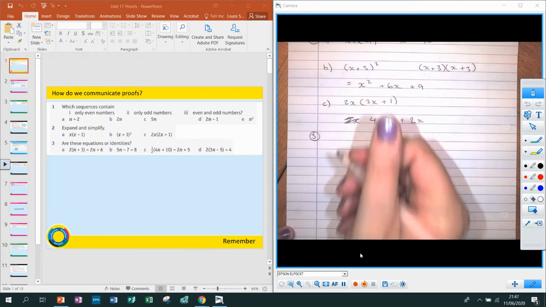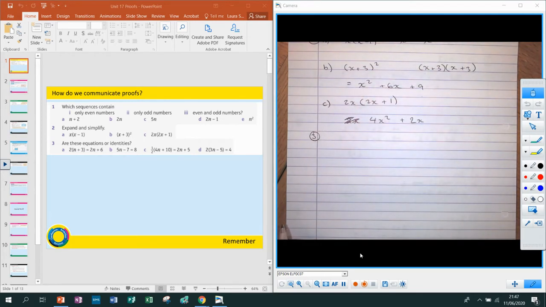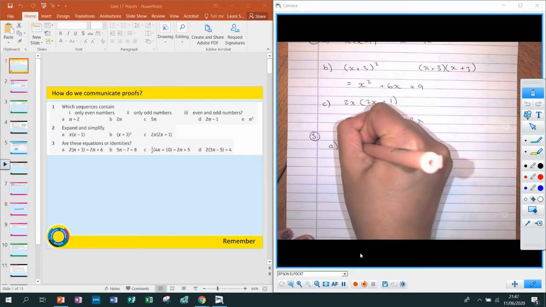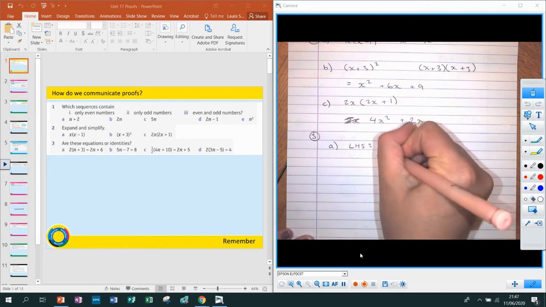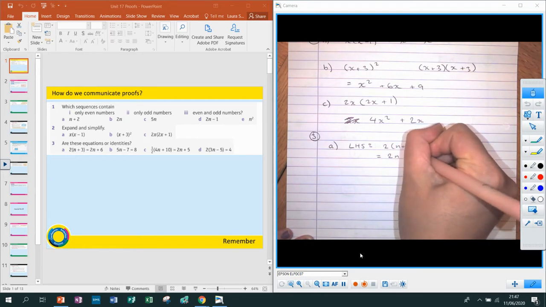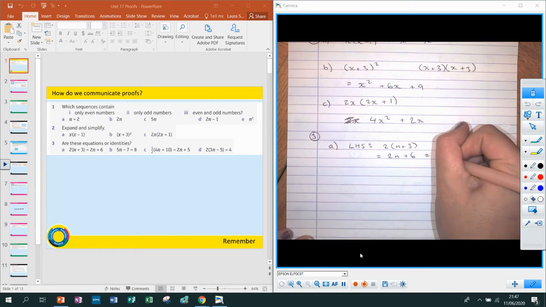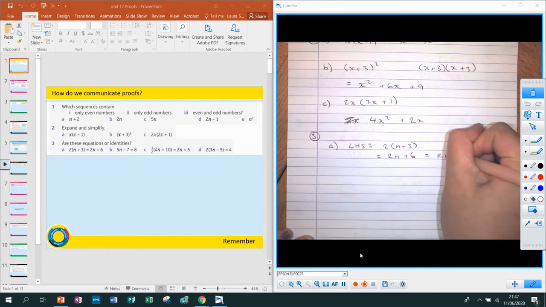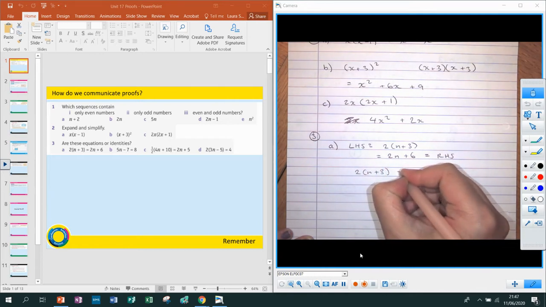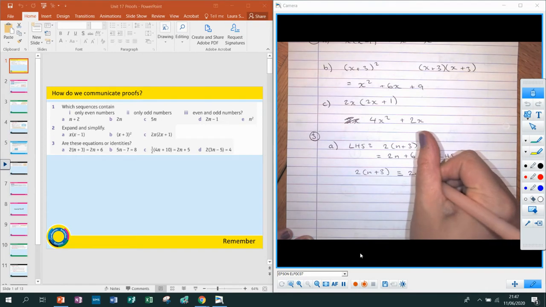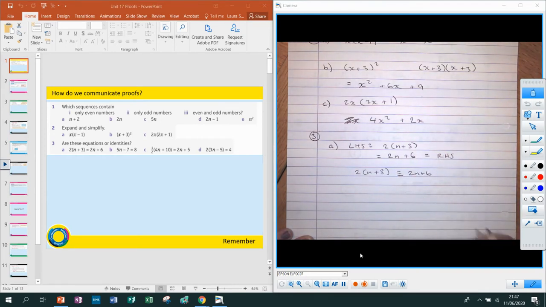Question 3, we now are being asked if these are identities. Now, in order for something to be an identity, the left-hand side has to equal the right-hand side. So let's take a look at the first one, part A. The left-hand side is 2 times n plus 3. And if I expand that, I get 2n plus 6, which is equal to the right-hand side. And since that's the case, I can say that 2 times n plus 3 is always equal to 2n plus 6. And we use the 3 lines when it's an identity. Okay, so that is an identity.